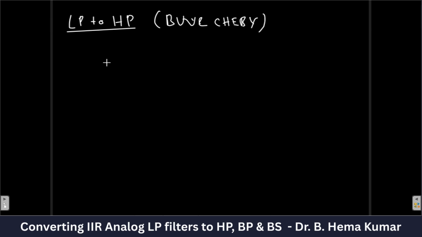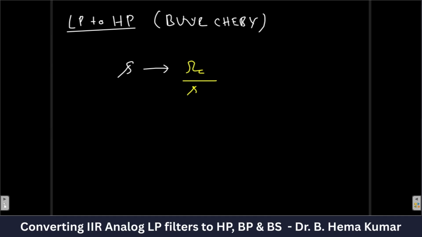Now for other filters, suppose you want to design a low pass to high pass filter. This is applicable to both Butterworth and Chebyshev. In this case there is a small change. In the previous case we used s given by s by omega c. Here it should be the reverse.